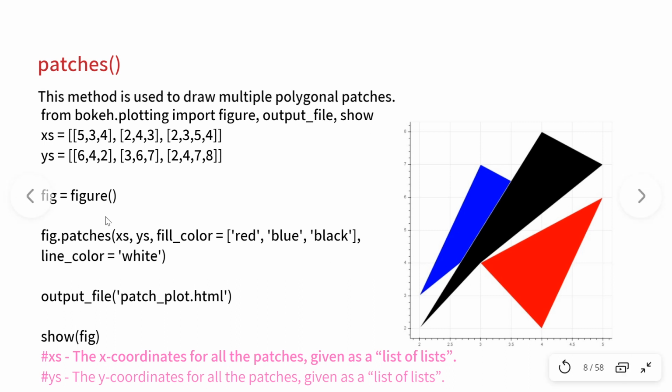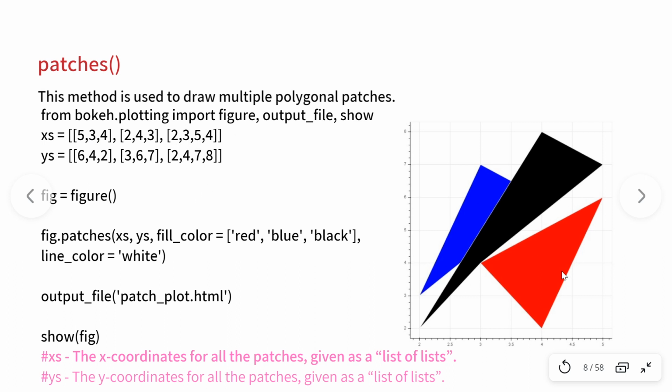So again, figure through figure, I don't want to specify much about this figure. The plot size and all that stuff can be taken automatically according to the patch size. Again, the x and y values have been mentioned. For example, the first patch would consist of these x values and these y values. The second patch will consist of these x values and these y values. The third patch will consist of these x values and these y values.